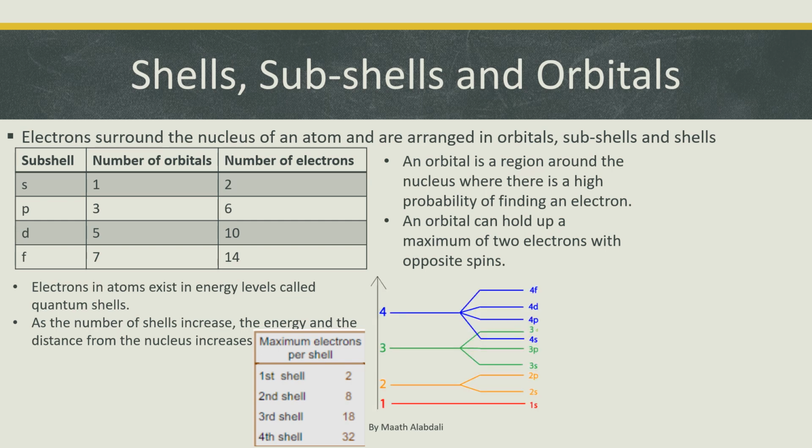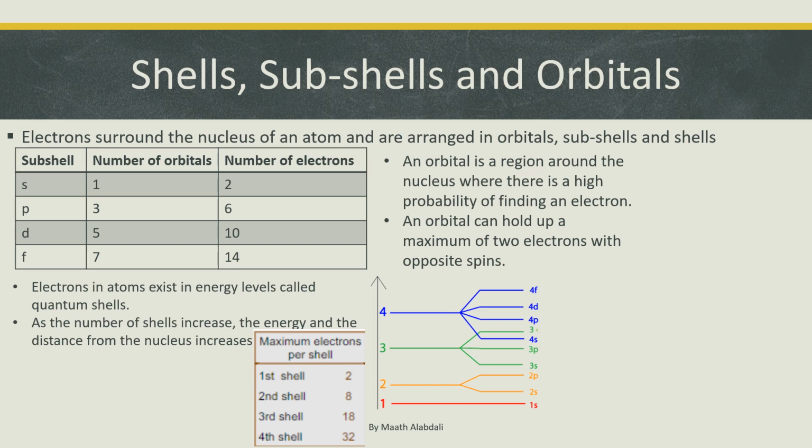If you look in here, this is the first shell. In the first shell, there's just one S subshell, and a subshell of that type can hold a total of 2 electrons. That's why in the first shell it's only 2 electrons. Second shell is 2 plus 6, which is 8. The third shell is 2 plus 6 plus 10, which is 18, including the 3D. In the fourth shell, it's 2 plus 6 plus 10 plus 14, which is 32.